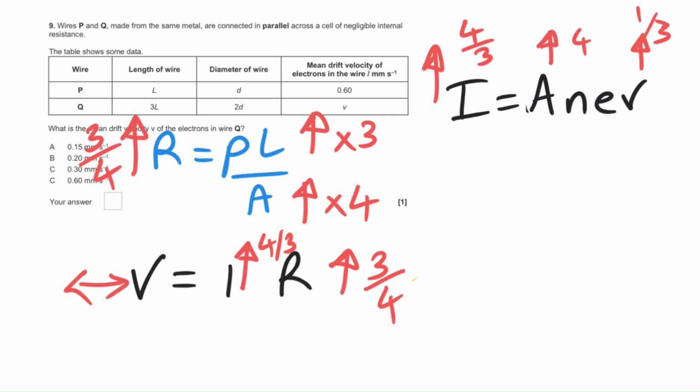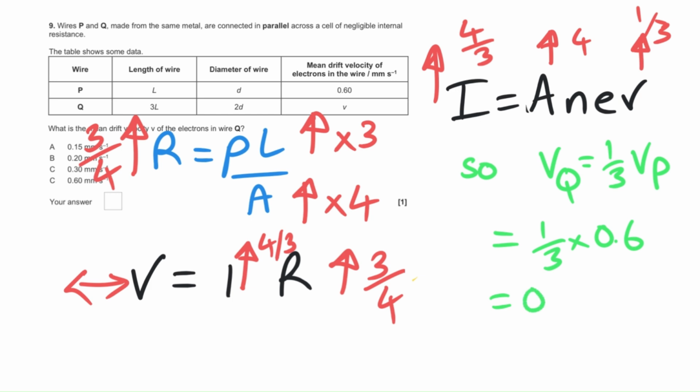So that must mean that wire Q is carrying a drift velocity which is 1/3 of what wire P is carrying. And so once you work it out, you find that it's 0.2 millimeters per second. Therefore, the answer is B.